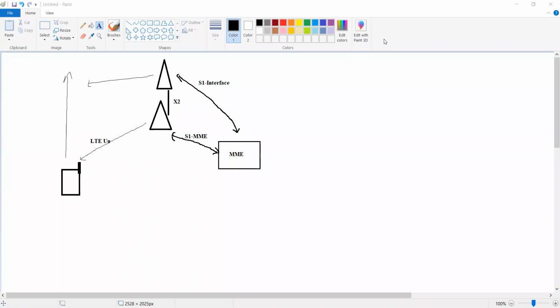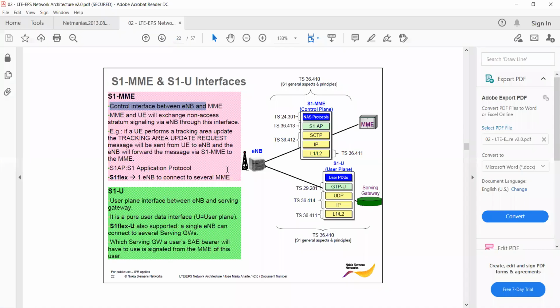Or else if you don't draw even, that's also fine, because you have already drawn that architecture and interfaces. So you can write one point regarding this S1-MME. It is a control interface between eNode B and MME. So MME and UE will exchange non-access stratum (NAS) signaling via eNode B through this interface. What NAS signaling is, we will see in later classes. Just write this point: MME and UE will exchange NAS signaling via eNode B through this interface.